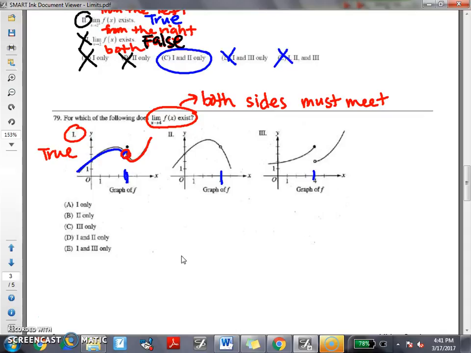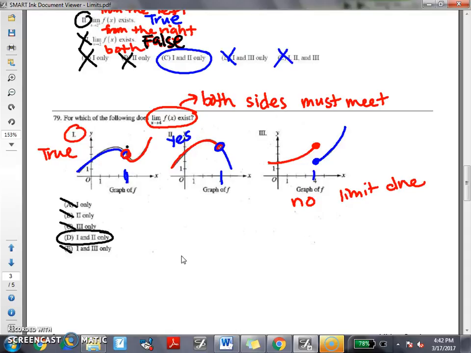Okay, next one. From the left side, from the right side, yes, they meet. So we say yes for 1 and 2. Last one, from the left side ends up at this y value. From the right side, unfortunately, it's a different y value. So this one, no, okay? They don't meet, so the limit does not exist here. Okay, so let's choose our option that says 1 and 2. And we got it.